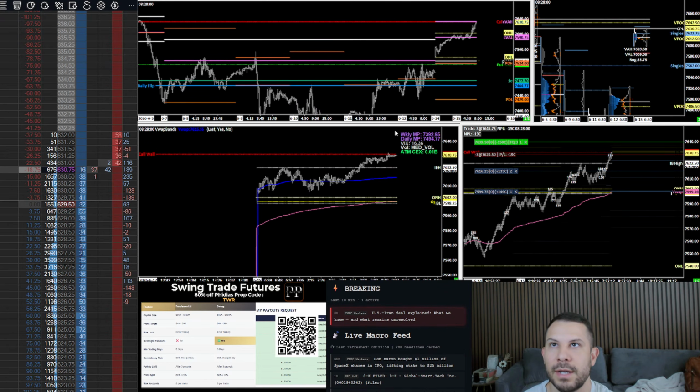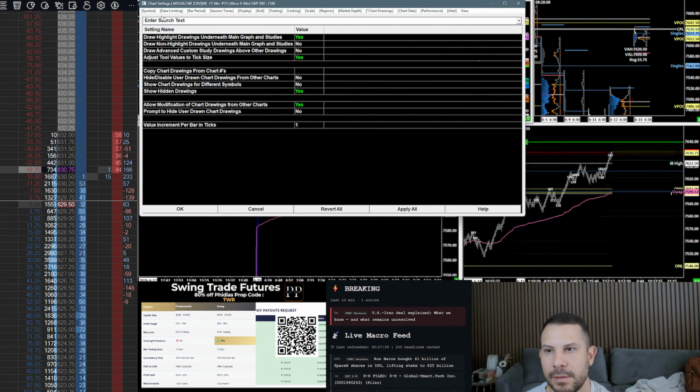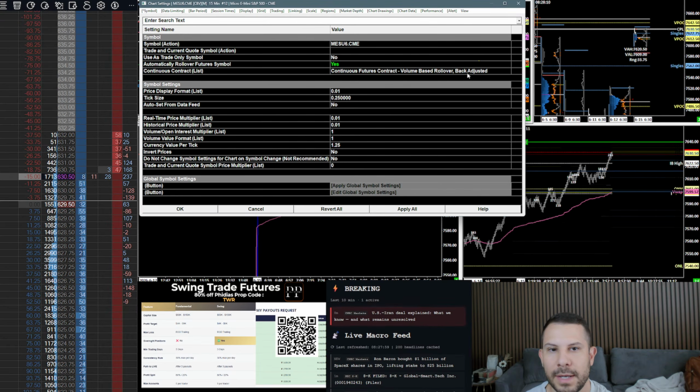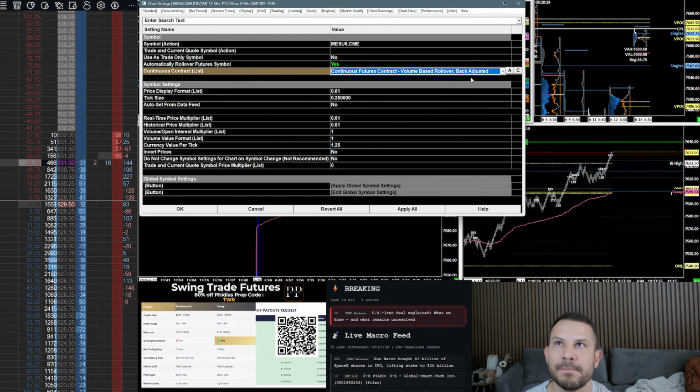Just testing an idea. You back adjust your charts? I don't. No. I don't think so. Let me check. Normally I don't. Whatever I have set up here. Oh yeah, back adjusted. So this is the settings I have. Continuous futures contract, volume-based rollover, back adjusted. So there's your answer.